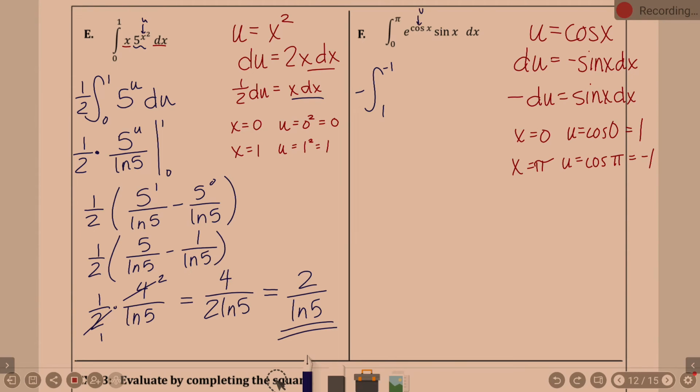Cosine x is u, so e to the u. Sine x dx is du, and we have the negative.